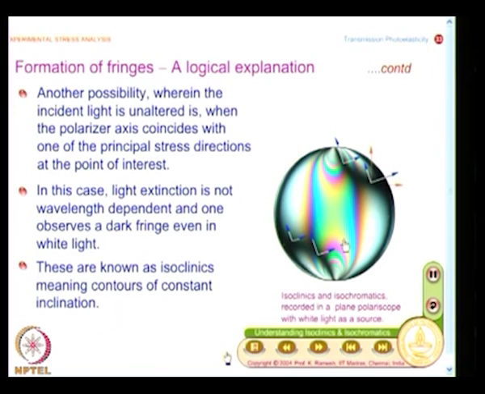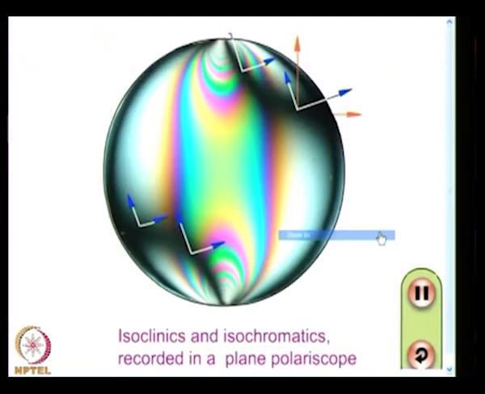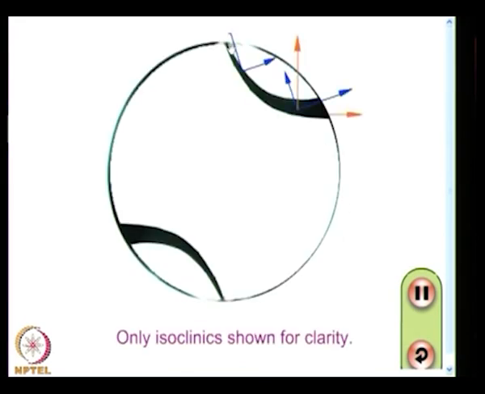I think the picture is reasonably clear. Do you want me to enlarge it? I can also replay. So, initially I have only isoclinics drawn, and you find this is the reference axis, and this is the orientation of principal stresses at the point of interest. The length of the vector indirectly indicates its magnitude. What is attempted to be shown here is that sigma 1 and sigma 2 can have different values, but the orientation remains constant.